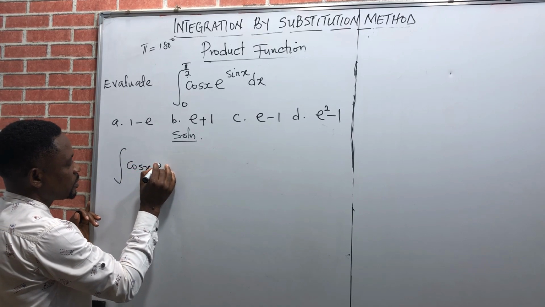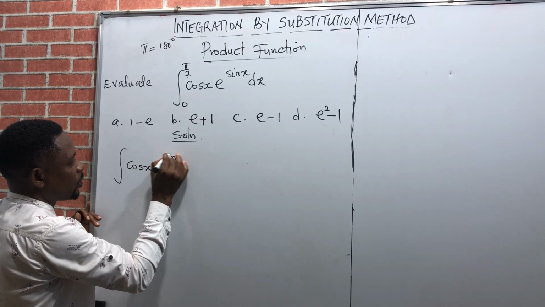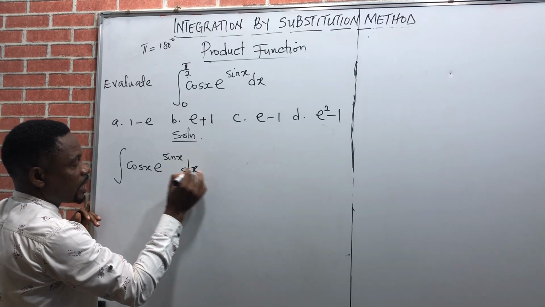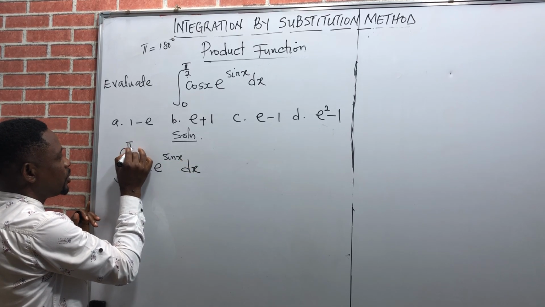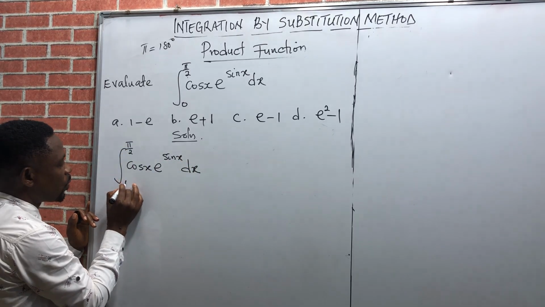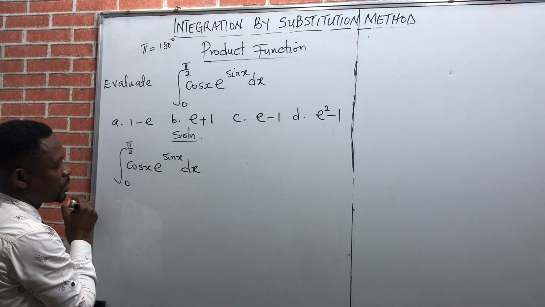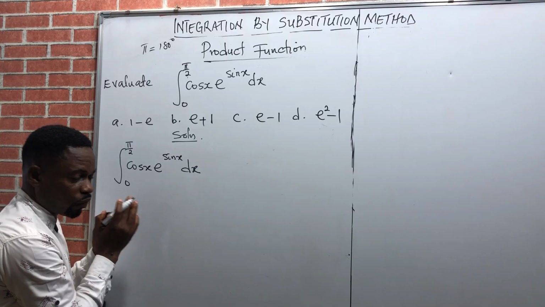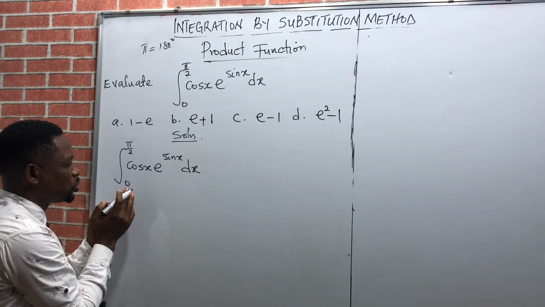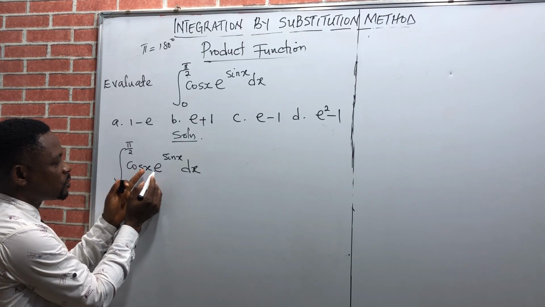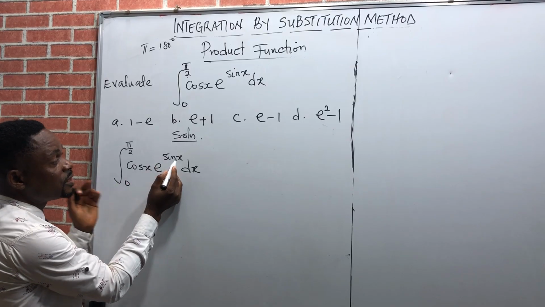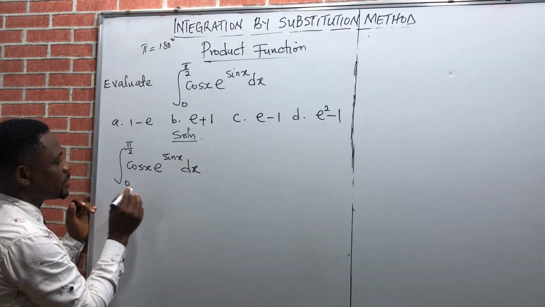So we are asked to evaluate the integral of cos x exponential sine x dx, bounded by upper limit pi over 2 and lower limit 0. This is a product function. What makes it a product function is that cos x is multiplying exponential sine x. Look at the secret.